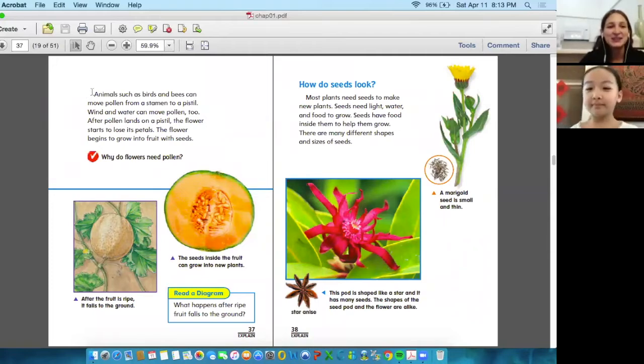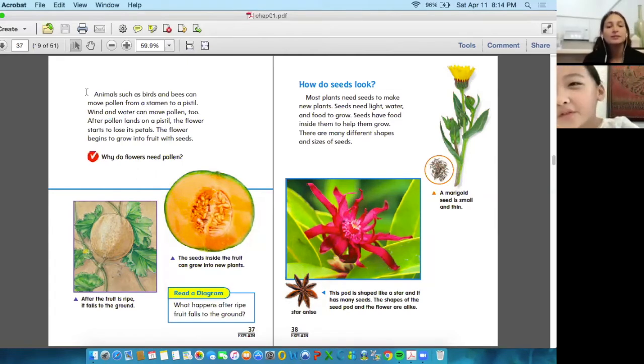Okay, so let's keep reading. Go ahead. Animals such as birds and bees can move pollen from the stamen to the pistil. Wind and water can move pollen too. After pollen lands in the pistil, the flower starts to lose its petals. The flower begins to grow into new fruits.